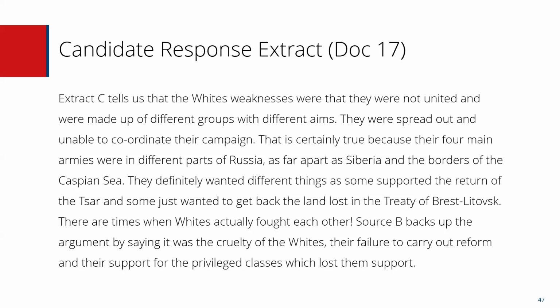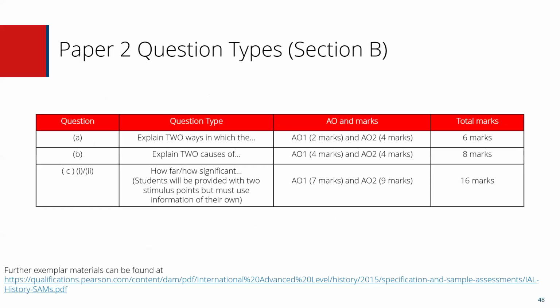Okay, right, so we're on to paper 2, question types in section B. So we've got the A question, explain two ways in which, so we're looking for AO1 and AO2, with the stronger leaning on the AO2. The B question, explain two causes, and that's split evenly, AO1 4 marks, AO2 4 marks.